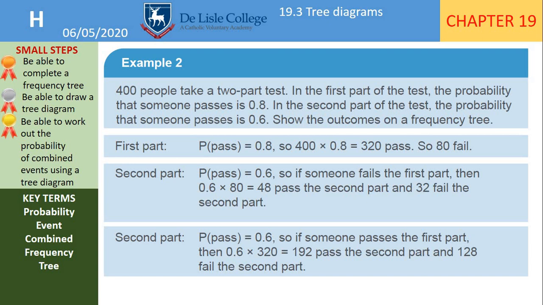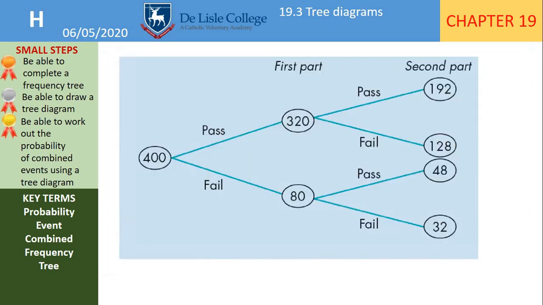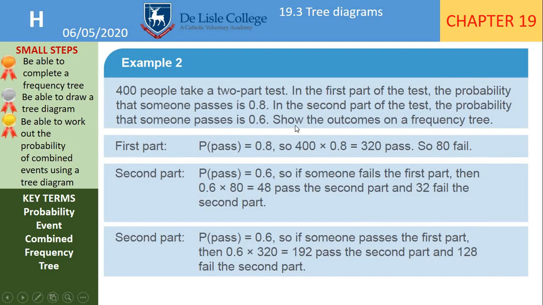So we are just wanting to show the total values in ovals at the beginning of the branch for the total to start with, so that will be the 400 people, and then the values in each. So if I just show you this here, we're going to start with the 400, and then from this they either pass or fail. So to work out the number that pass, the probability in the first part that someone passes is 0.8. So remember, it's the probability multiplied by the number of times that event takes place.